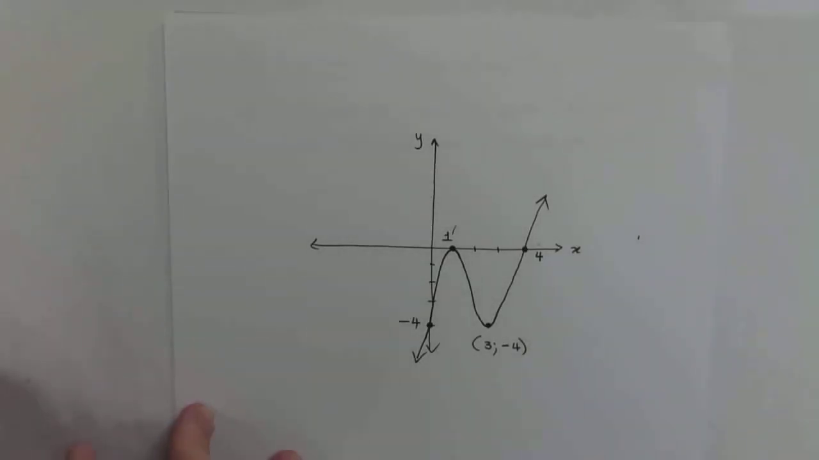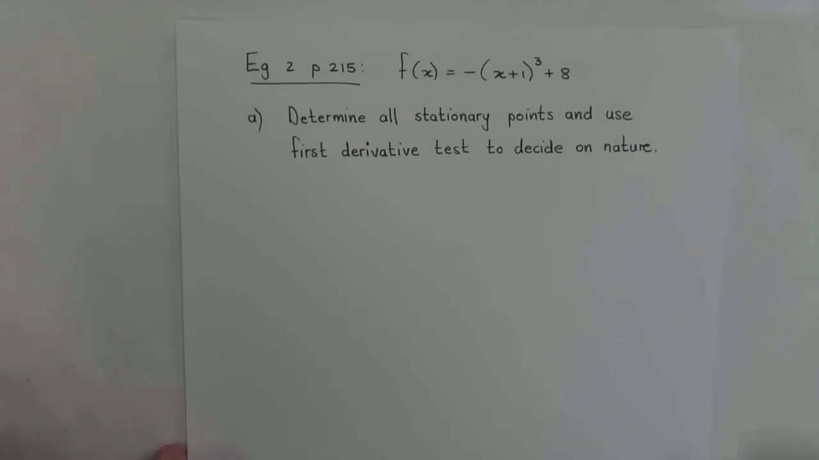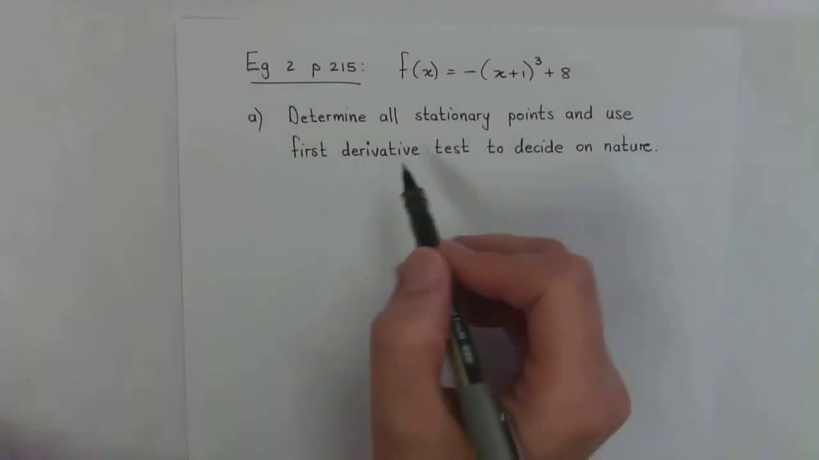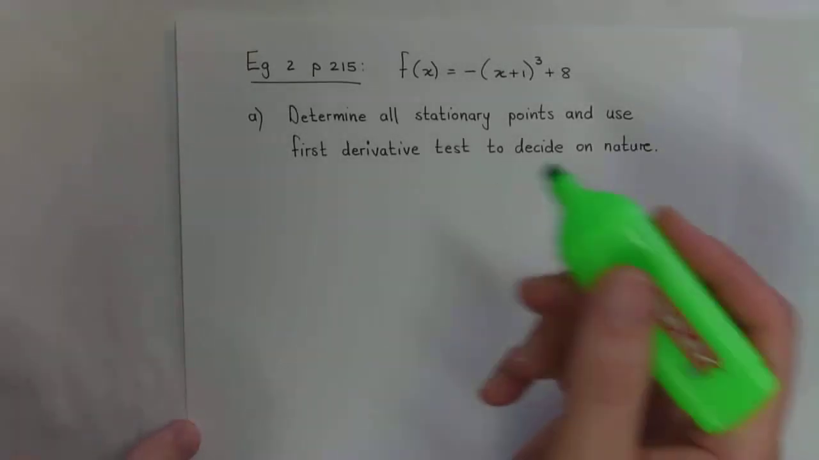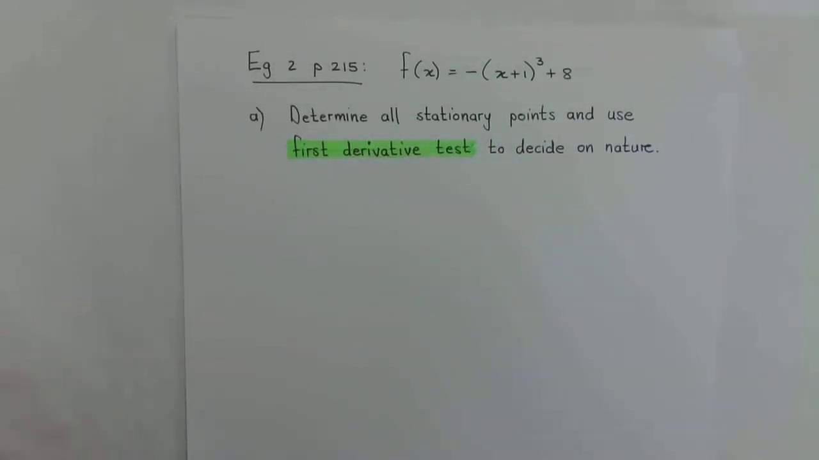Now we're also going to do example 2, but you'll see in example 2, what they've done is they've scaffolded it, saying under a, determine all stationary points and use the first derivative test to decide on the nature of those stationary points. Now this is something you'll see is actually very, very easy to do, the first derivative test. Now generally in exams they do not ask you for the first derivative test.